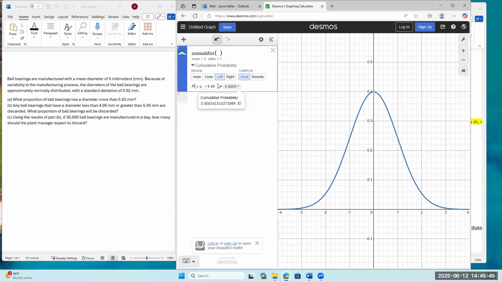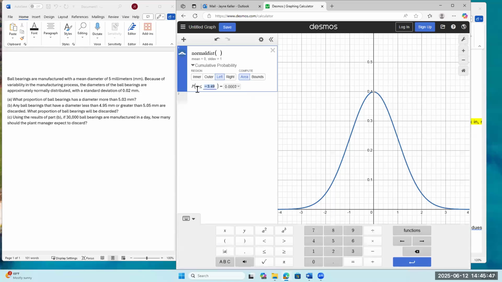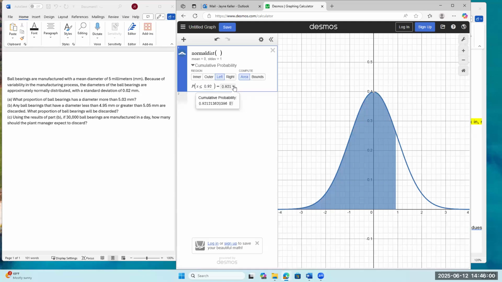Let's look at the area to the left of 0.92. So again, I'm just typing in 0.92. And here you can see that's going to be a little more area because we're almost to 1 standard deviation. So this is about what we would expect. We have an area of 0.8212 if we keep 4 decimal places.